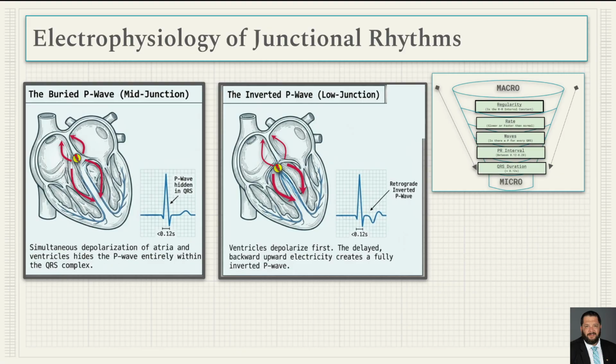Likewise, in lower junctional rhythms, the ventricles may depolarize slightly before or significantly before the atria depolarize, and this results in a P wave that would appear to be inverted and after the QRS complex. This inversion is a nature of how the ECG machine tracks electrical activity because the electrical activity is moving upwards into the atria as opposed to downward from the atria to the ventricles, thus creating the mirrored complex.